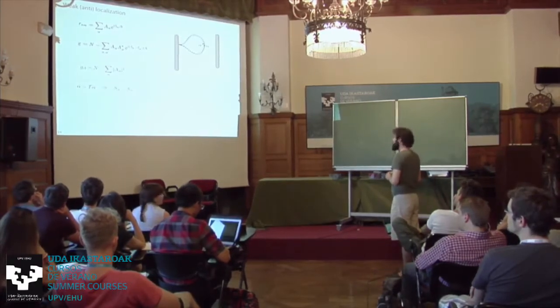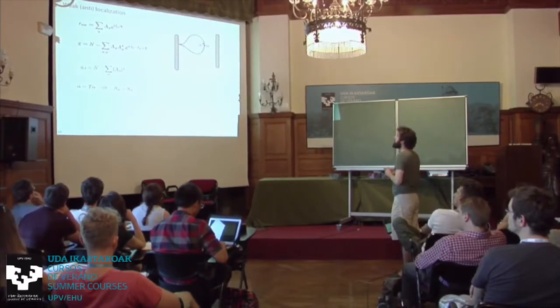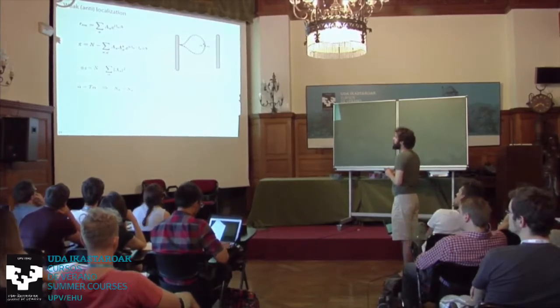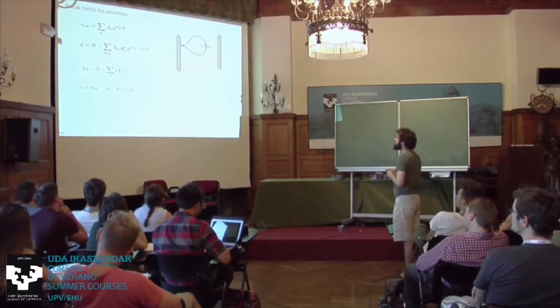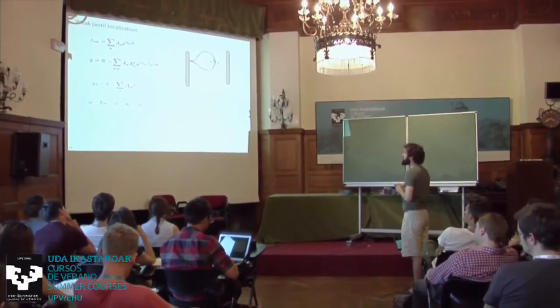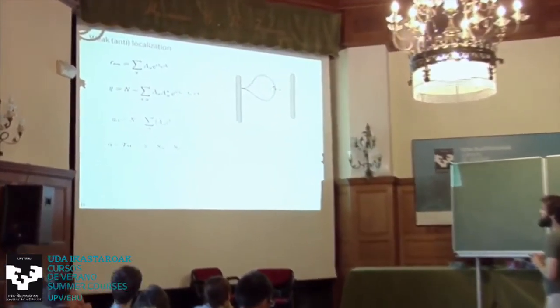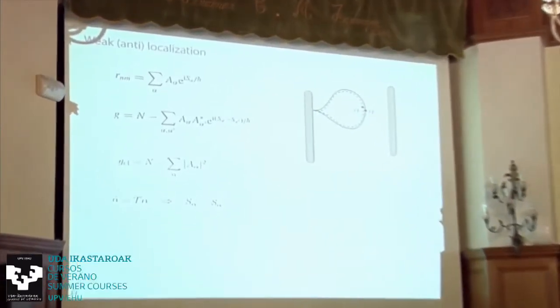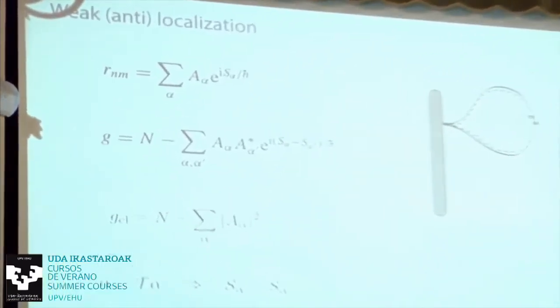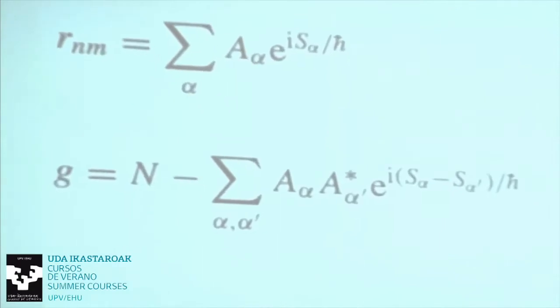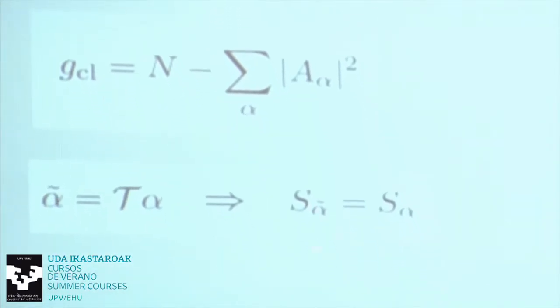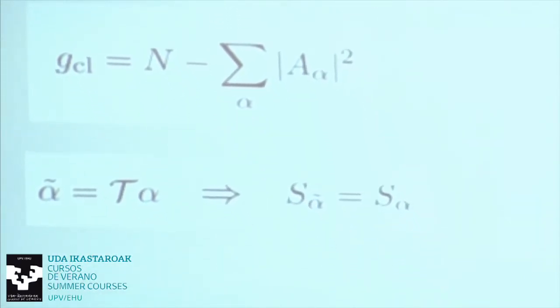But since we have time reversal symmetry, there are more paths for which this phase factor vanishes. Namely, if I can find paths such that the action of alpha and alpha prime is the same, then it will also vanish. Of course, if alpha is equal to alpha prime, it vanishes. That's the classical one. But if I take alpha tilde, which is the time reverse of alpha, then because of time reversal symmetry, the action is the same.